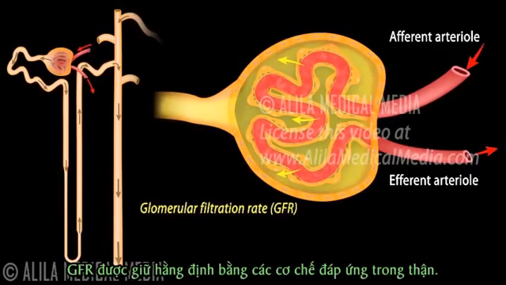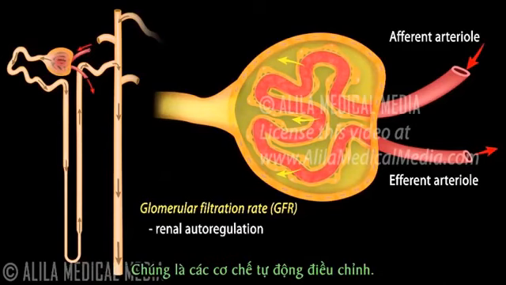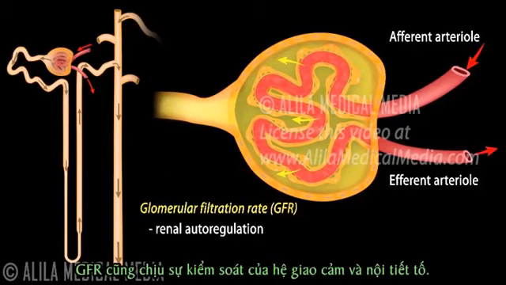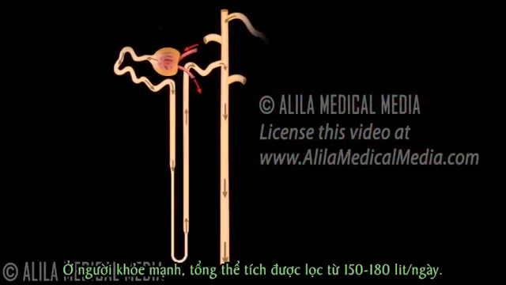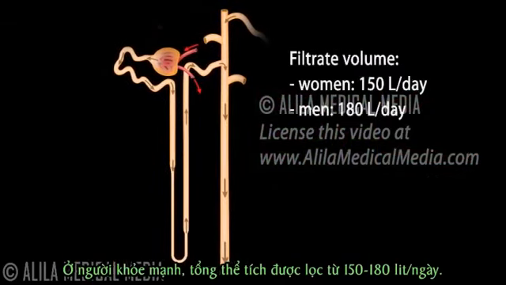The GFR is kept at a stable value by several feedback mechanisms within the kidneys. This is known as renal autoregulation. The GFR is also under sympathetic and hormonal control. GFR control is generally achieved by constriction or dilation of the afferent arteriole, which causes the glomerular blood pressure to fall or rise, respectively. In a healthy person, the total filtrate volume amounts to between 150 and 180 liters a day.